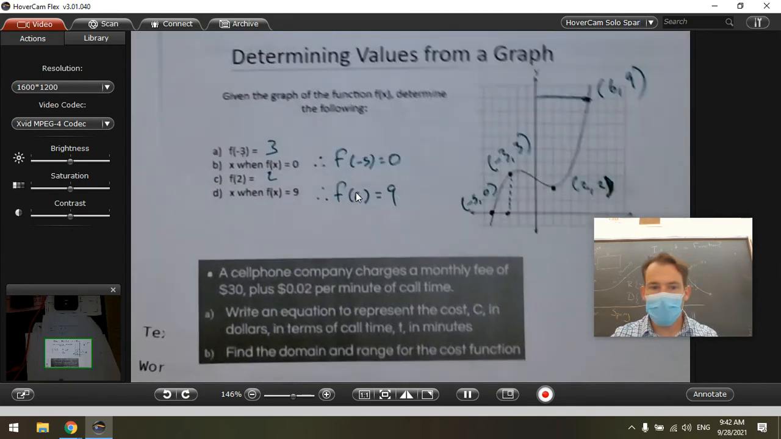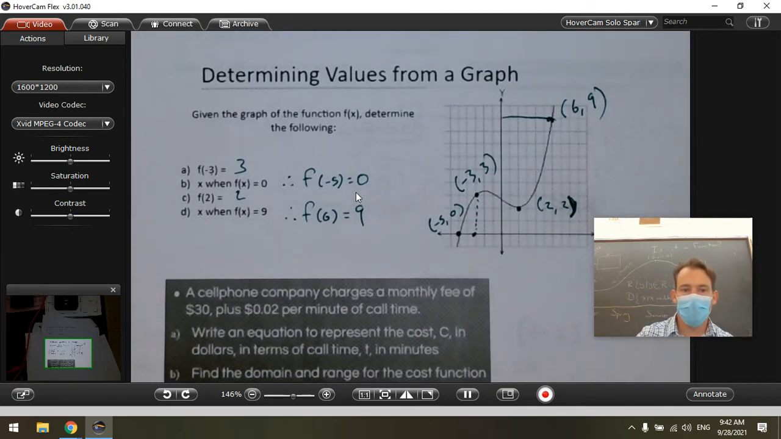So now let's do this question together. A cell phone company charges a monthly fee of $30 plus 2 cents per minute of call time. So we want to create a function in function notation that would do this. Do you have one already, Mac? Well, originally I wrote C equals 30 plus 0.02t. And I did another one, like C of t equal to 30 plus 0.02t. Yeah, that will do it.